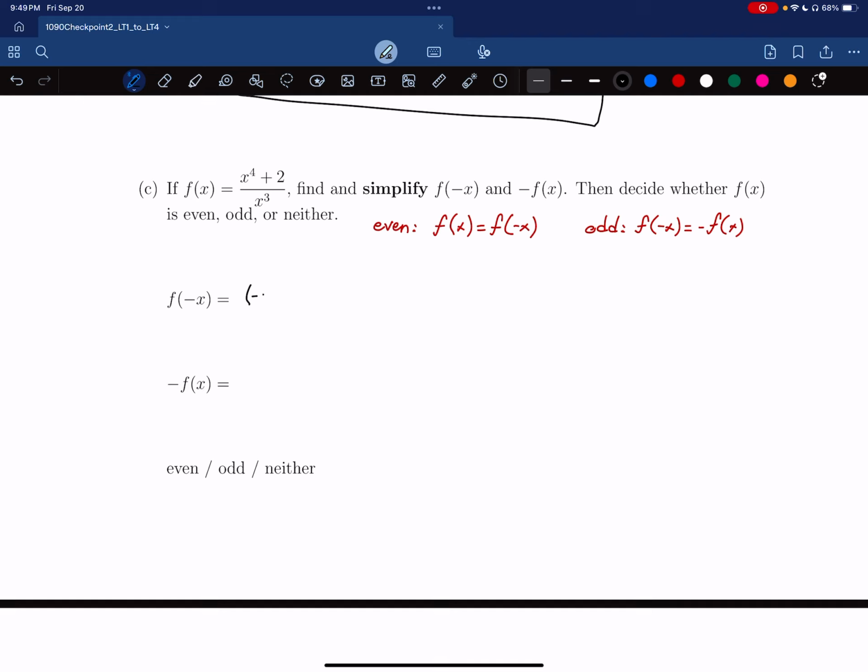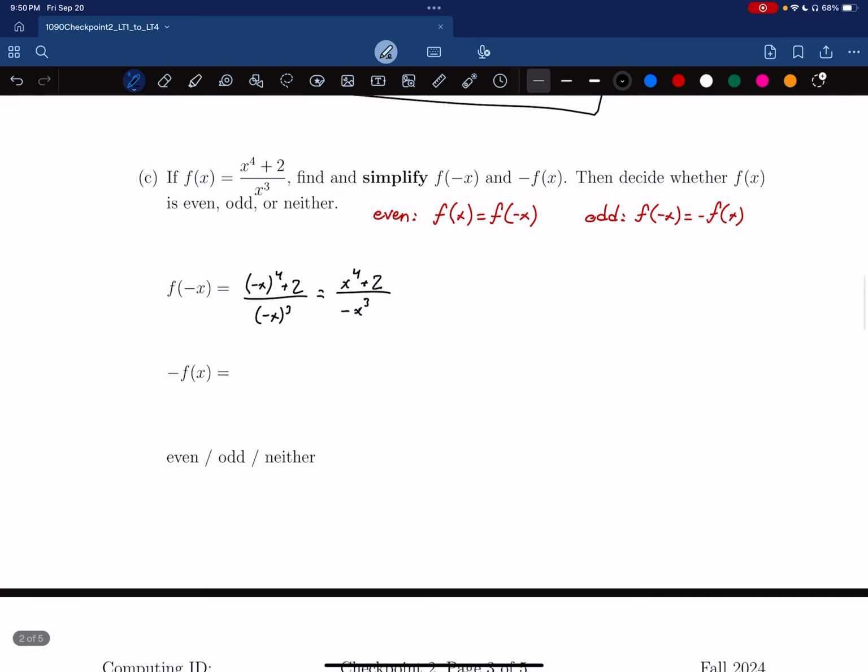So we'll plug in our negative x to the 4th power plus 2 over negative x to the 3rd power. Now, negative x to an even power with that parenthesis there, we can rewrite this just as x to the 4th because it's an even power, plus 2. But then in the denominator, a negative x cubed, it'd be negative x times negative x, which makes positive x squared, times another negative x, which brings it back to negative. So that's as simplified as we can get it right there.